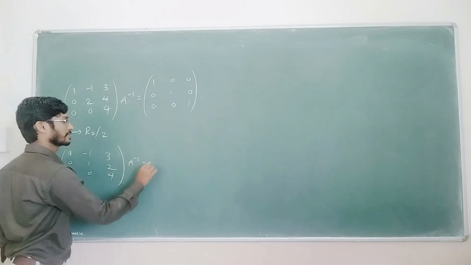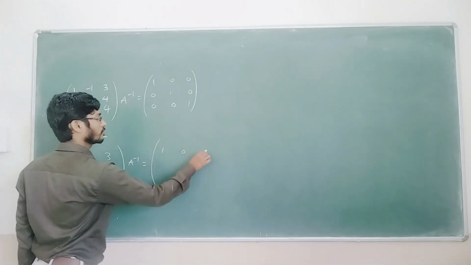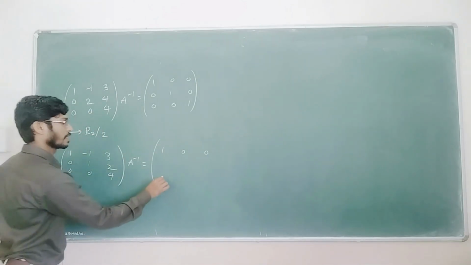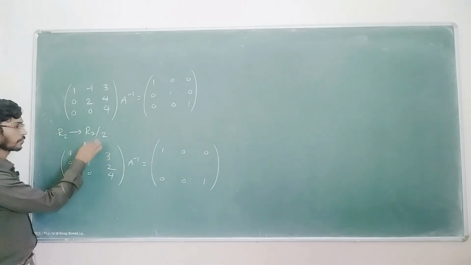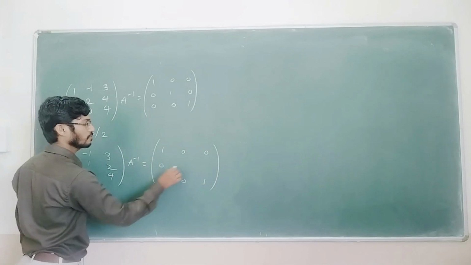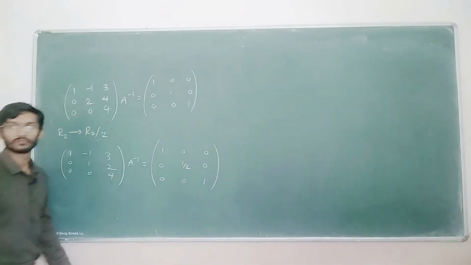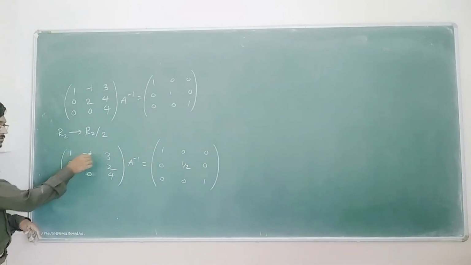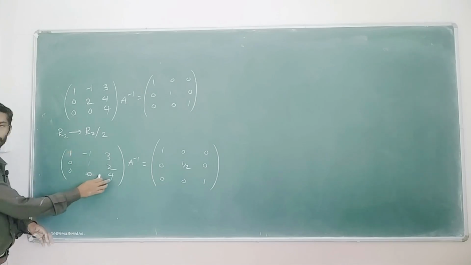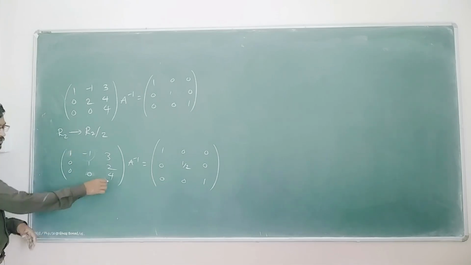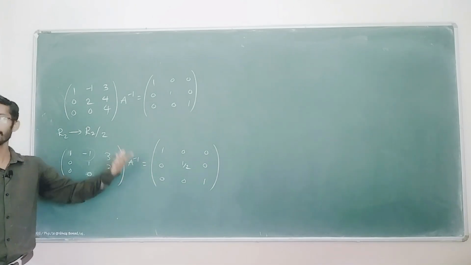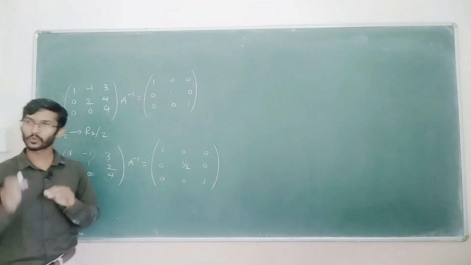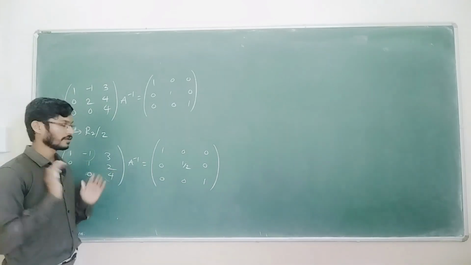A inverse is equal to 1 0 0. First row as it is, third row as it is, and in the second row we have to divide by 2. So 0 half 0. Now I can make this 0 or I can make this 1. So if I do this, that will be easier. In the next step, I can get directly what is the inverse. If you are good in calculations, then we can do that.